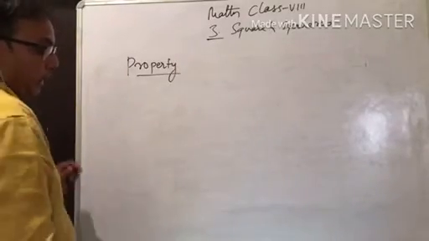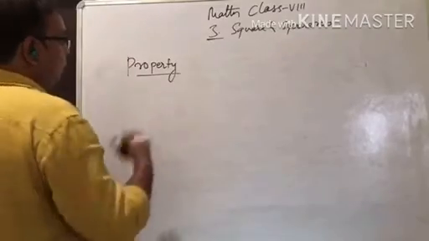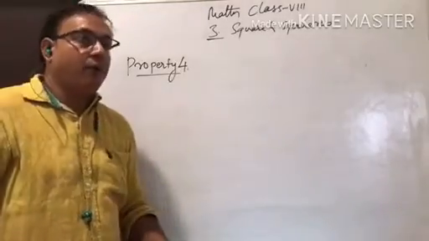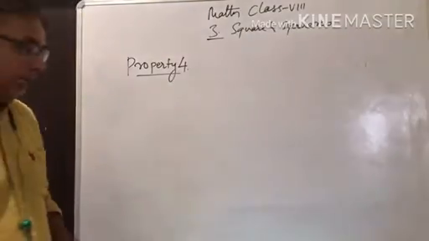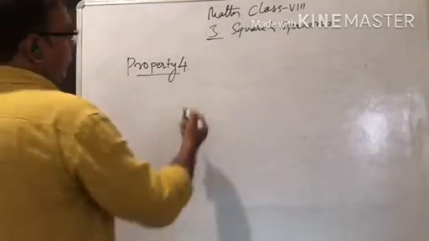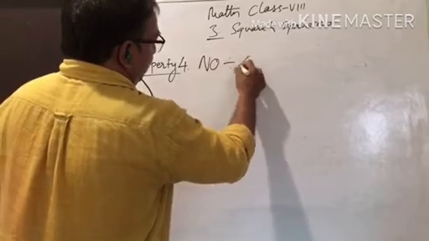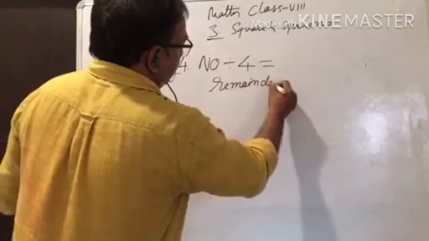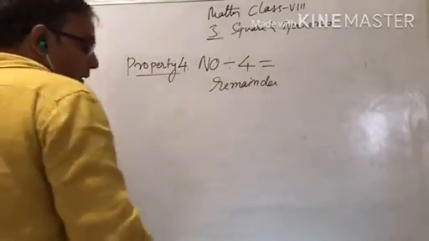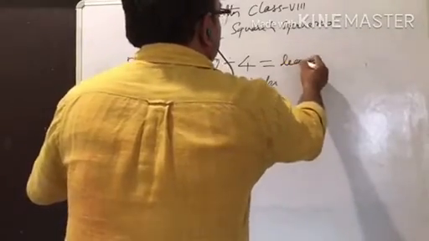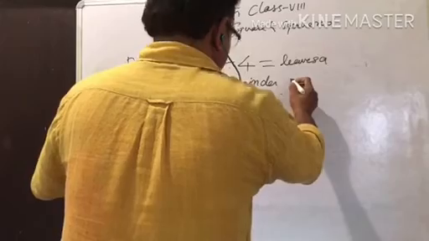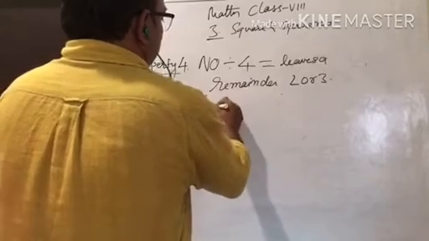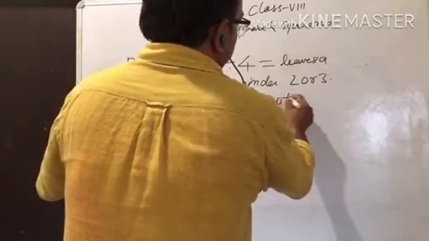Now property number 4: if a number when divided by 4 leaves a remainder 2 or 3, then it is not a perfect square number.